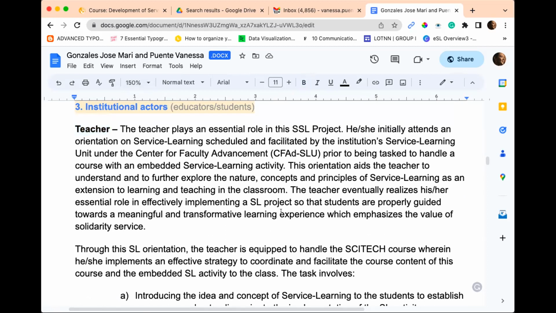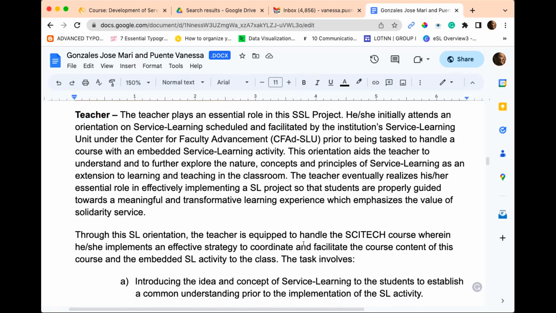Ms. Vanessa would probably like to elaborate on this, since Ms. Vanessa happens to be our director in our institution, involved with the Center for Faculty Advancement. Under this particular center is the Unit for Service Learning. Right, Ms. Vanessa? Yes, so we do have orientation with the faculty, with students, and also with the partner community.